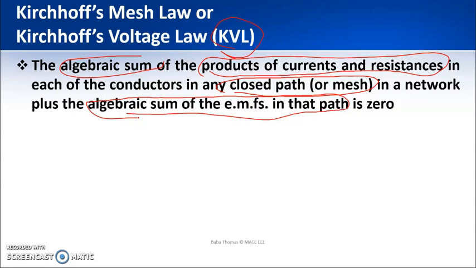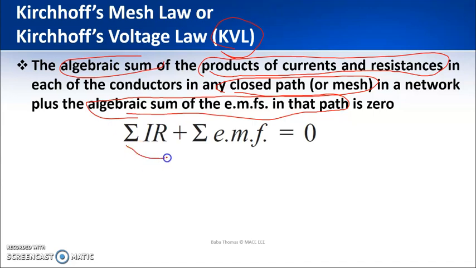So the algebraic sum of the products of current and resistances. Product of current and resistance means I into R, that is nothing but the voltage, in each conductor in any closed path. In a closed path only the current can flow. That is why we are mentioning it as a closed path. That plus the algebraic sum of all EMFs, that is the voltage sources, in that path should be equal to 0. So summation of I into R plus summation of EMF is equal to 0.